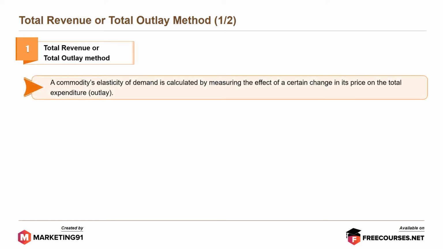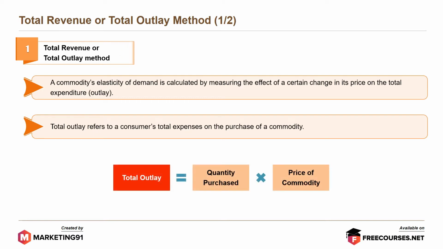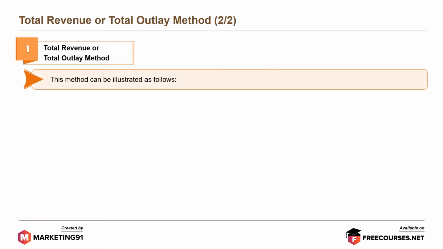A commodity's elasticity of demand is calculated by measuring the effect of a certain change in its price on the total expenditure, which is the outlay. Total outlay refers to a customer's total expenses on the purchase of a commodity. Thus, total outlay is equal to quantity purchased into price of commodity. Moving further, this method can be illustrated as follows.